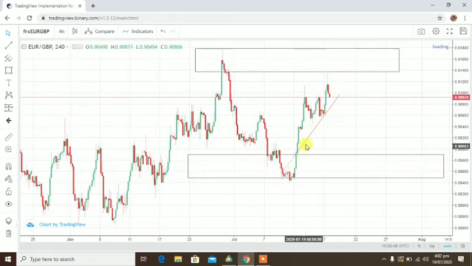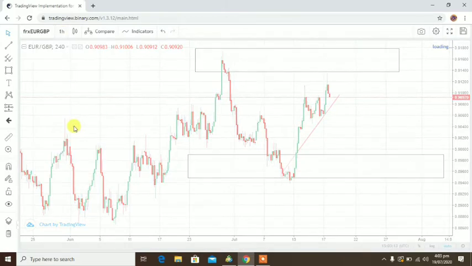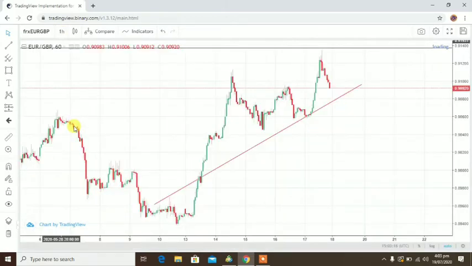Now, from our 4 hour time frame, we can also see price trending up, and we see price respecting this trend line. You see how price keeps respecting this trend line from our 4 hour time frame, which is also another key level in the market. So let's go to our 1 hour time frame to have a clearer view of the market.